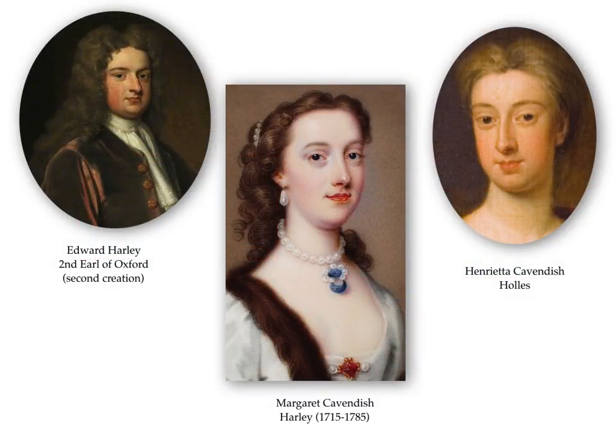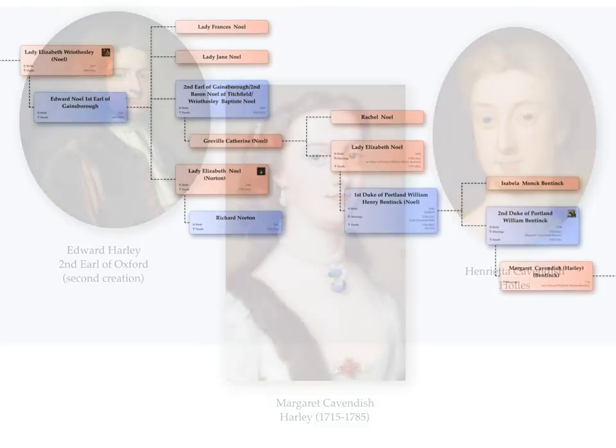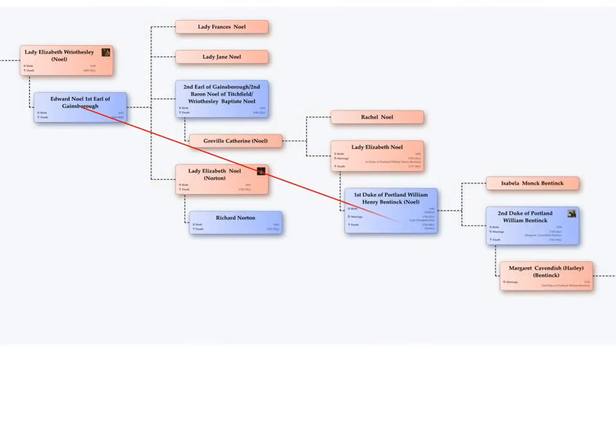Margaret Cavendish Harley was the only child of Edward Harley, 2nd Earl of Oxford, the great collector of art, and Henrietta Cavendish Holles, who at the time of her marriage was the wealthiest woman in the land, bringing with her both Welbeck Abbey and Wimpole Hall in Cambridgeshire. Thus we have a direct line between Lady Elizabeth Wriothesley, the daughter of Thomas the 4th Earl, and William Bentinck, 2nd Duke of Portland. Down this line came the Welbeck Abbey portrait.